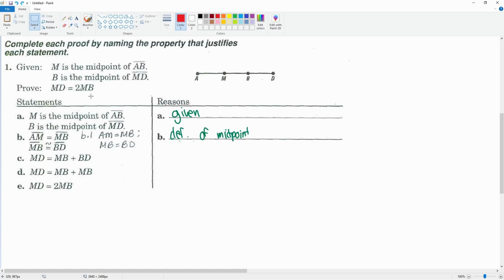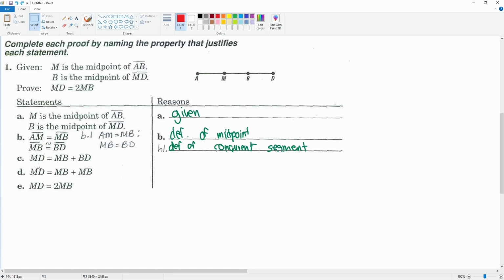Then from there, they get to the equation part. That will be the definition of congruent segments. Okay, there's a difference between the two. When you say the parts are congruent, that would be definition of midpoint. But when you set up the equation, that would be definition of congruent segments.